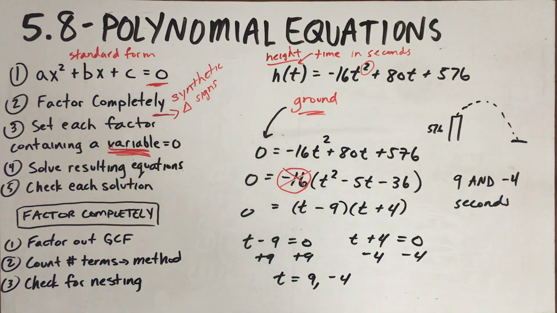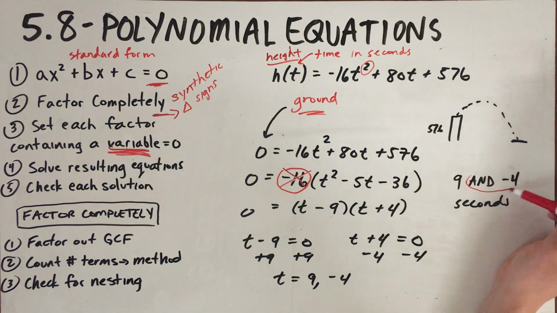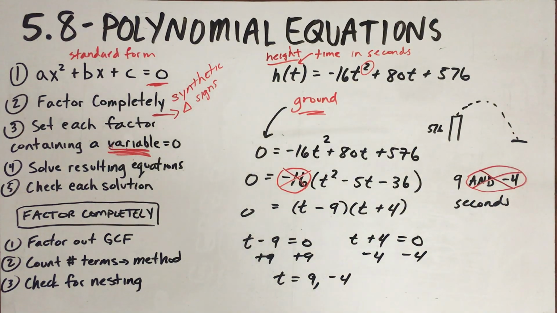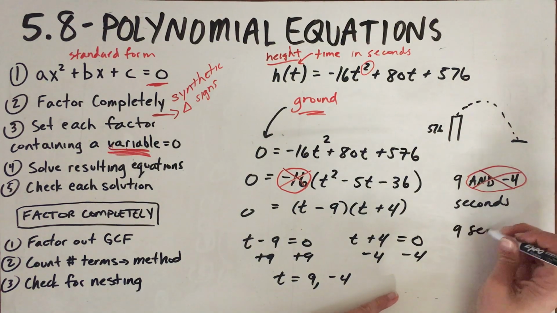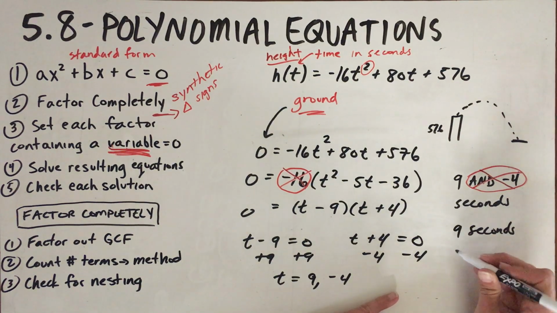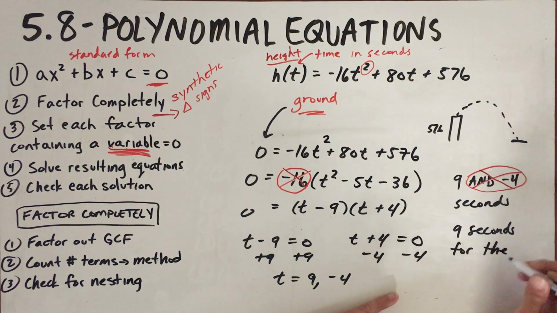Anybody having a problem with this? Well, first of all, we can't ever move backwards in time. So if you're talking about a real life situation, you can get rid of this negative 4. So the answer to this question is it will take 9 seconds for the object to hit the ground.